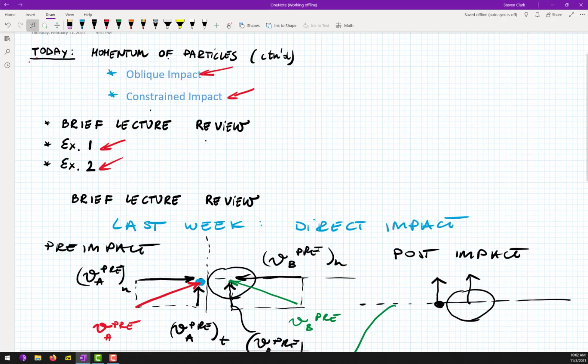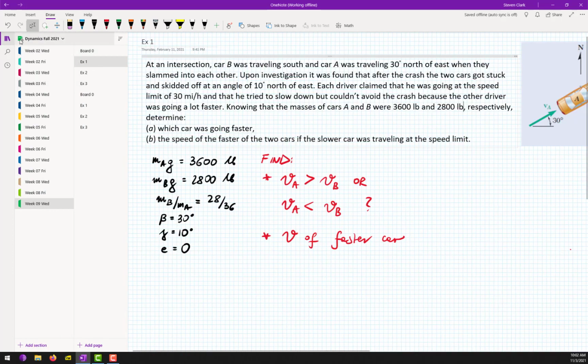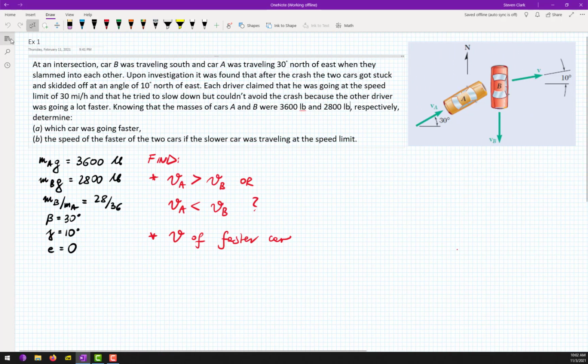Okay, if I don't see any questions, let's do example number 1. Please familiarize yourself with the problem statement before we start our solution. Okay, so what do we have in here?